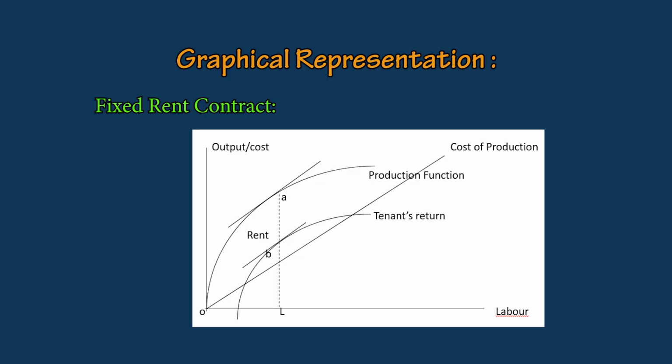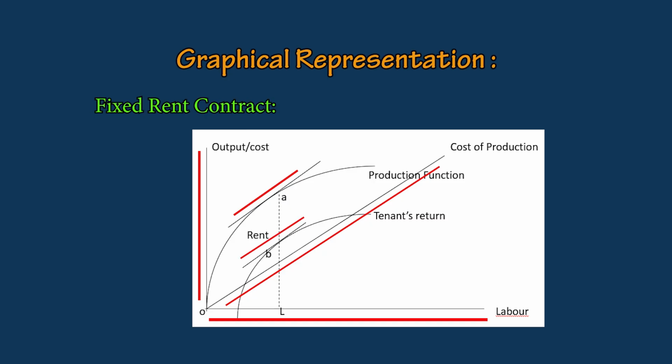In the figure, as in the earlier case, we have represented output and cost on the vertical axis and labor on the horizontal axis. The production function is a concave function, the cost of production is a positively sloped line. Now, here the tenant's return is represented by a parallel downward shift of the production function, and the return curve is represented here as the tenant's return. Here, the tenant is maximizing the level of output. So, the optimum production decision comes from the tenant.